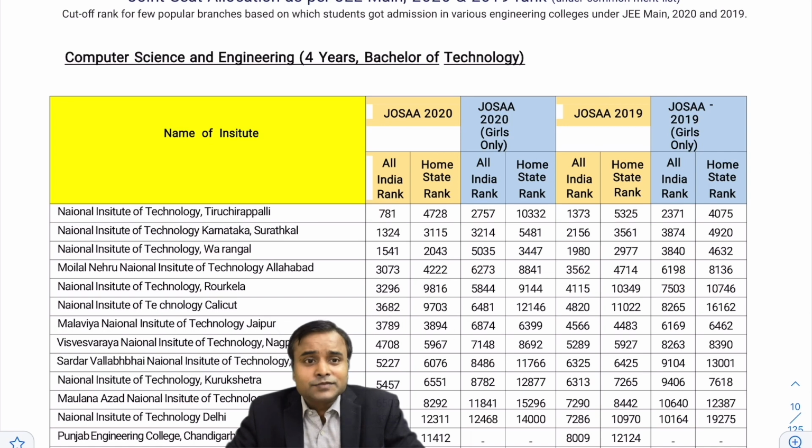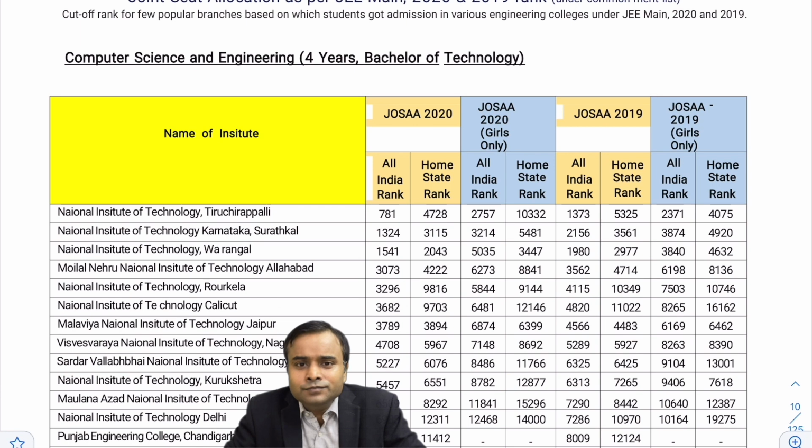Here I'm displaying the list of JOSAA 2020 and 2019. Here I'm displaying the common merit list. In it there are two types of ranking: all India rank and home state rank. What is the meaning of all India rank or home state rank? We will understand here.